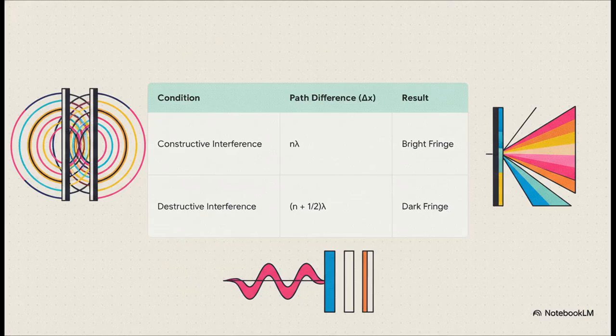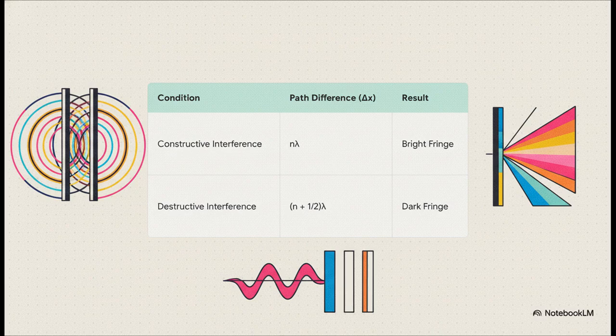Okay, this right here is the mathematical heart of it all. When the waves from those 2 slits finally hit the screen, they interfere with each other. They can either build each other up or they can cancel each other out. If the difference in the distance they traveled, the path difference, is a whole number of wavelengths, nλ, they sync up perfectly and you get a bright spot.